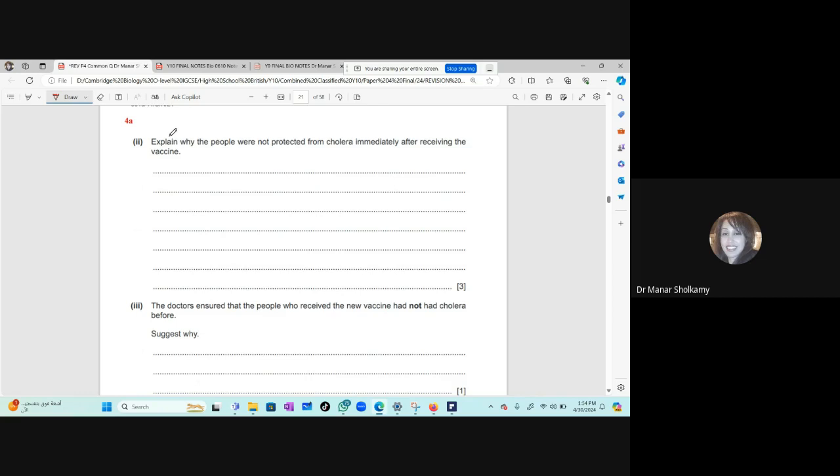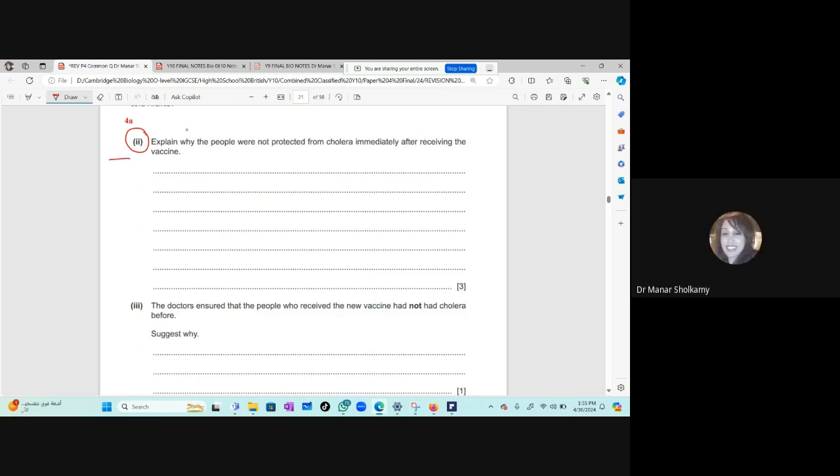Immunity. Explain why people were not protected from cholera immediately after receiving the vaccine. No memory cells were created. Now, why did I choose this question? Because it's a very tricky question. This question can be changed. Takes time. It is a time-taking process, exactly.